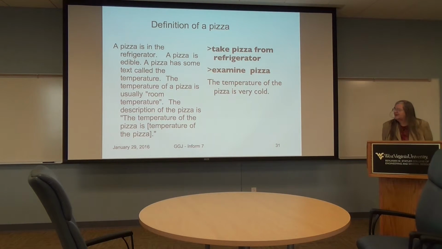And what happens is that whole phrase, temperature of the pizza, becomes a variable name in our usual programming terminology. And so you see that I said the temperature is usually room temperature. That's the default, but I can make it be other things. And you see, for example, I take the pizza from the refrigerator, examine pizza, and I'm told the temperature of the pizza is very cold.